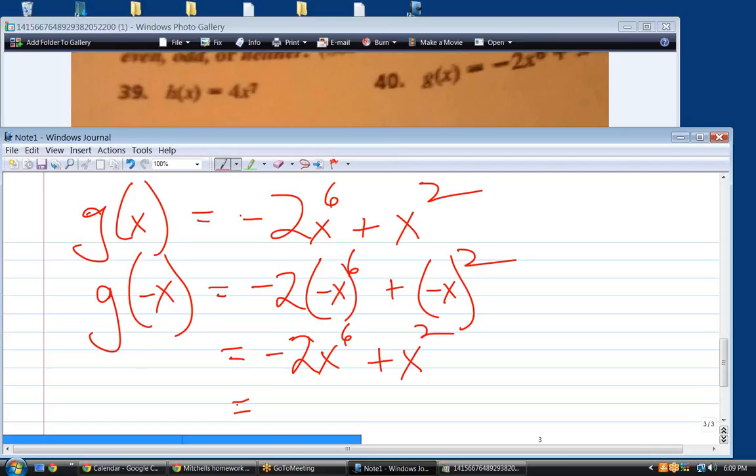What is that equal to relative to the first function? It's equal to the same. So that's equal to g of x, which means that g of minus x is equal to g of x. Even function.